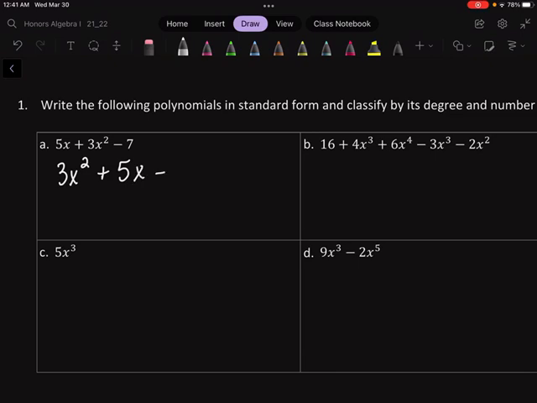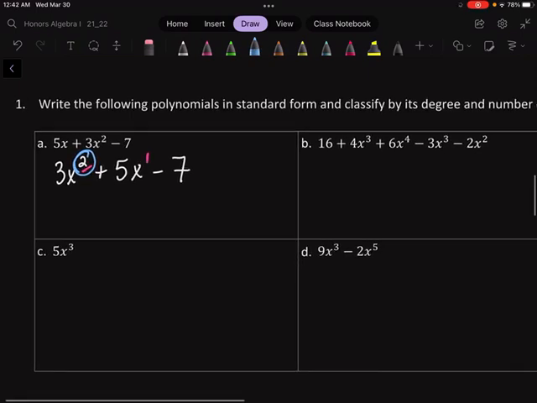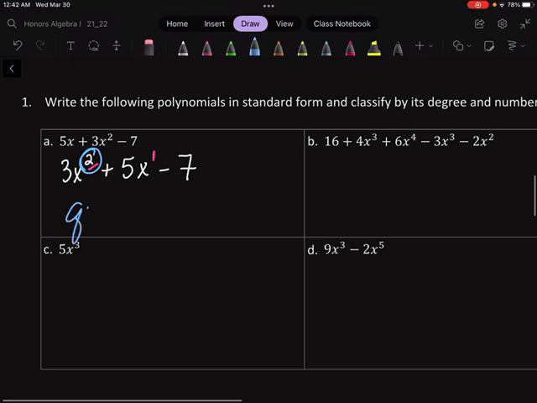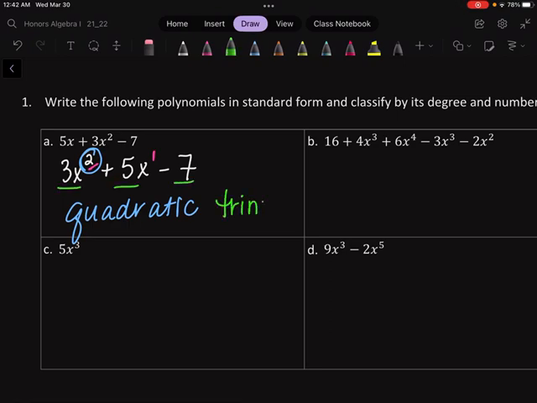And I say greatest to least by my exponents. Okay, so that's an exponent of 1 there. And if I look at it, I have 3 terms. And then my highest degree is 2. So that is a quadratic. And then we have 1, 2, 3 terms. So a quadratic trinomial.